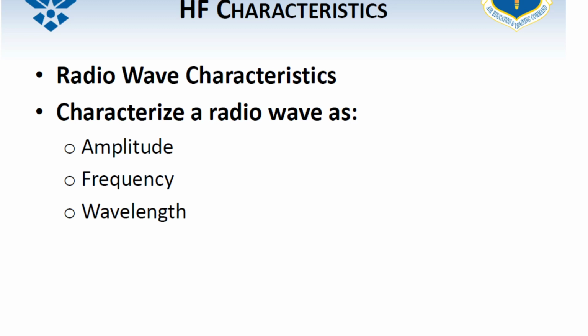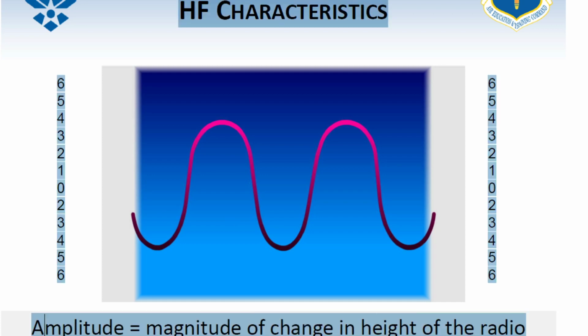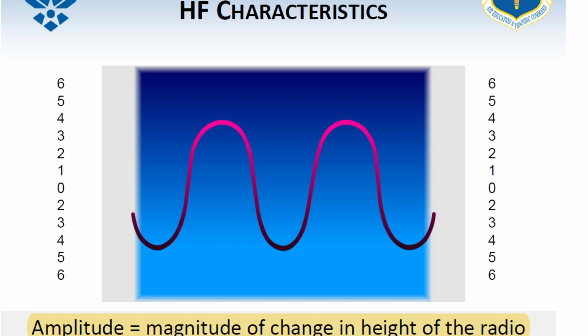Yes, it will. Okay, so the HF characteristics, or radio wave characteristics, are classified and characterized as amplitude, frequency, and wavelength. Did everyone do their reading and know what these are? Yes, sir. Okay, what is amplitude? Magnitude of change in height of the radio wave. It's almost like you read it word for word. That is perfect. It is absolutely the magnitude of change in height of the radio wave.